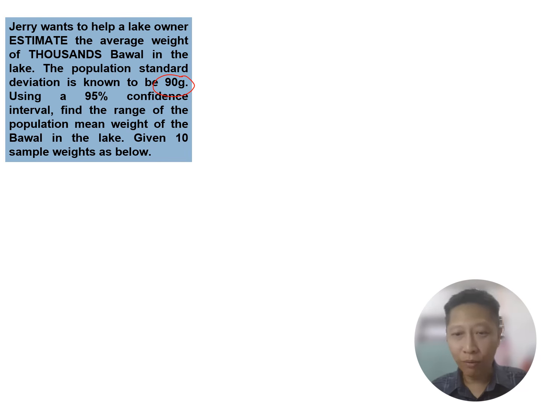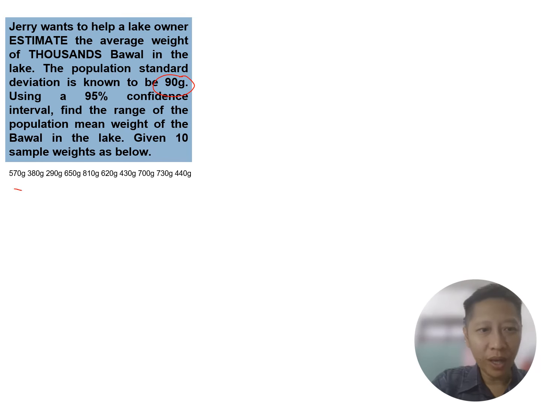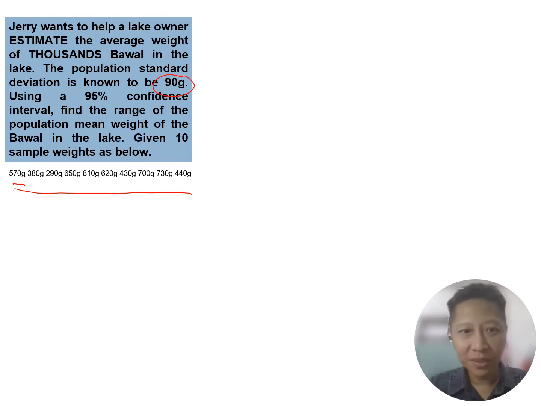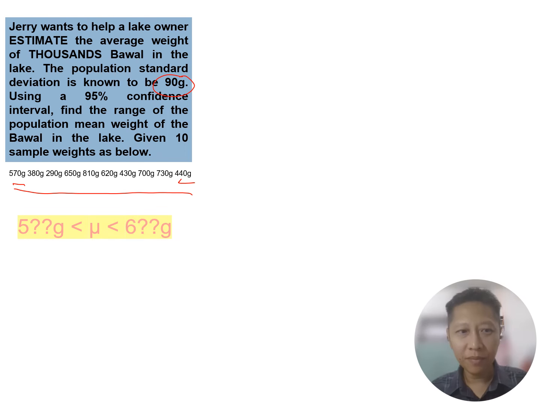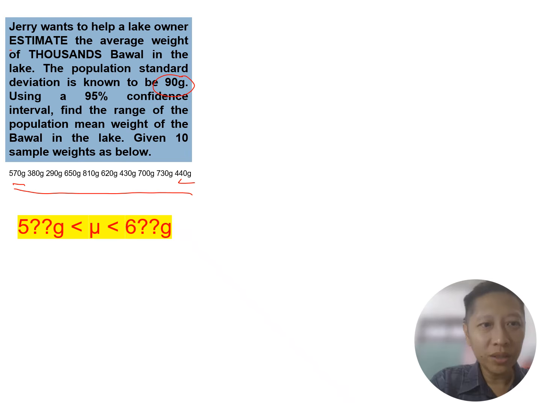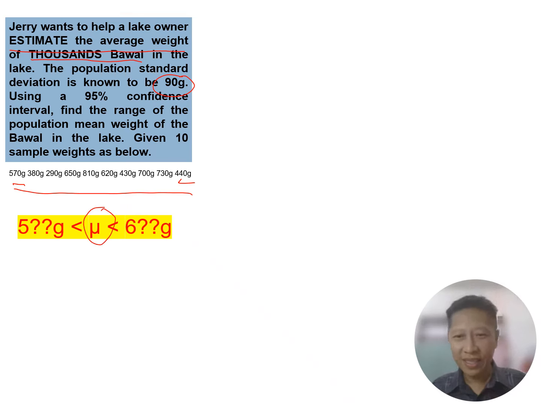We catch 10 bawal fish. This is the data that we have, starting from the first bawal fish at 570 grams. The last one is 440 grams. This is our task because we want to help the owner to estimate the average weight of 1000 bawal fish. We want to find the average weight of all bawal fish.